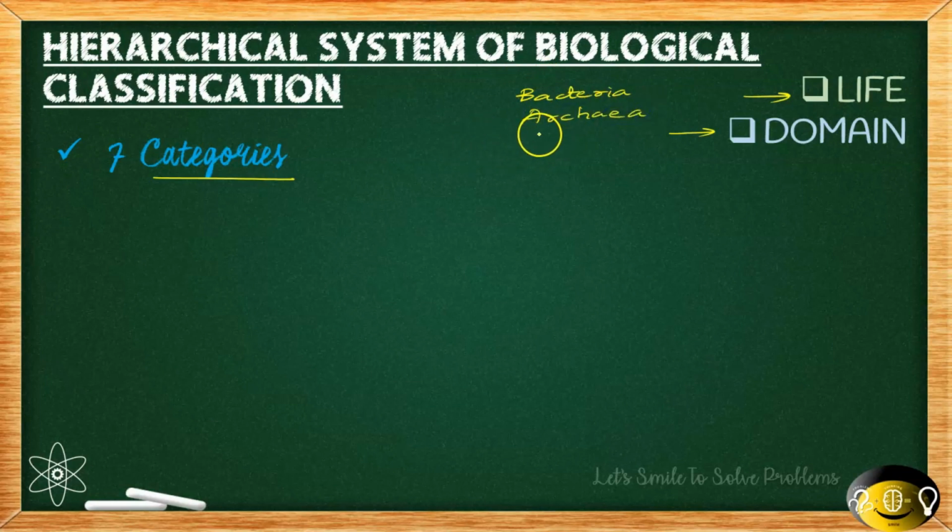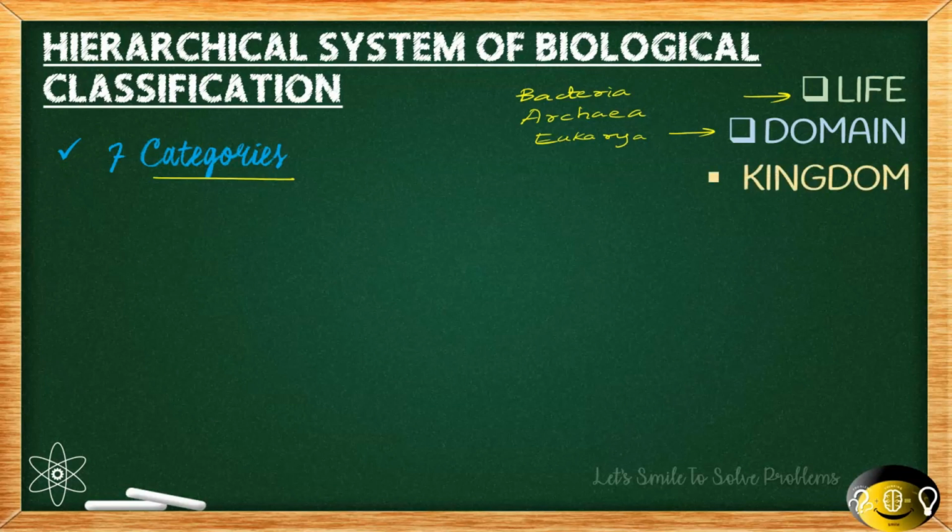Another is Eukarya. So these are the different domains. A domain is a hierarchical level of category in the classification of living organisms. Okay. Now let's move and understand the next 7 categories.